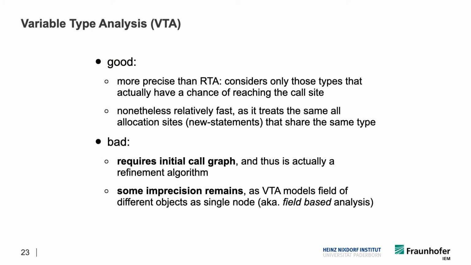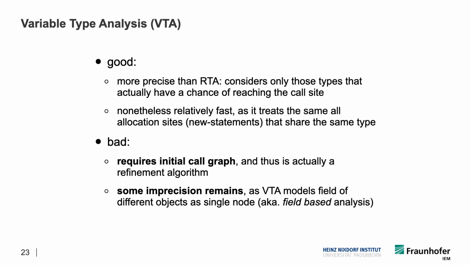So the good thing is that this is also more precise than RTA because it considers only those types that actually have a chance of reaching the particular call site in question, right? So it's really looking at these assignments, and of course they matter, right? Because they determine which objects flow where in your program. On the other hand, it's still relatively fast, right? So it treats the same all allocation sites that share the same type.